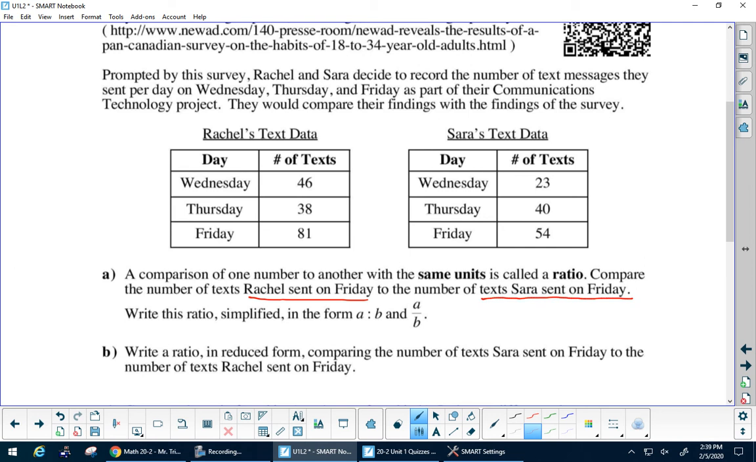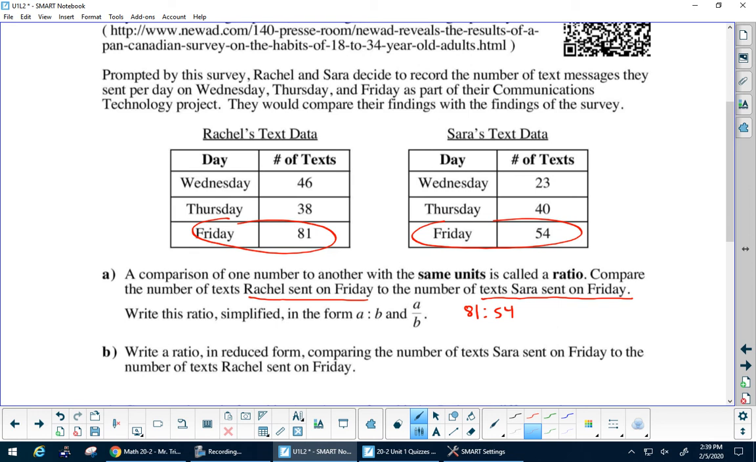So Rachel sent on Friday 81. And we go dot dot. And so I'm doing these two. Rachel sent 81, so Sarah sent 54. So the ratio is 81 to 54. For every 81 texts Rachel sends, Sarah sends 54.